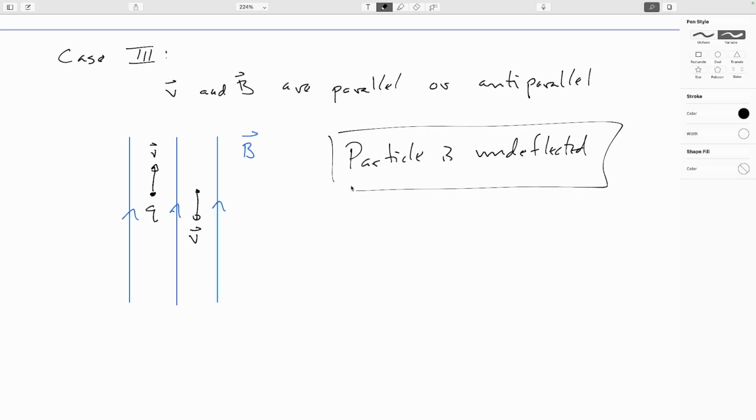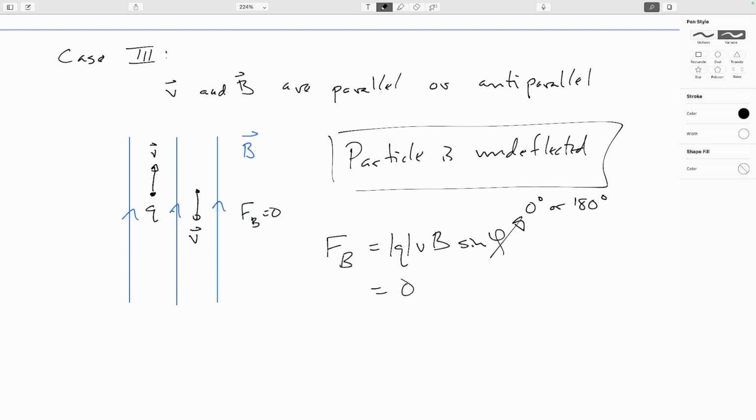Or in other words, it'll continue to just move in a straight line. And the reason for this is simple. The magnetic force is QVB sine phi. Well, here, phi is the angle between V and B. In this case here, that's 0. In this case there, it's 180. So you're going to put in either 0 degrees or 180 degrees in for your sine. Either way, you get 0. So in this case, it turns out that there is no magnetic force, which means that we're not going to be deflecting the particle.